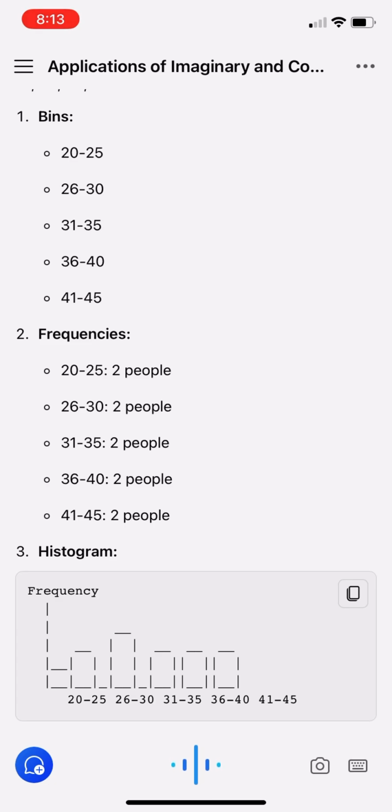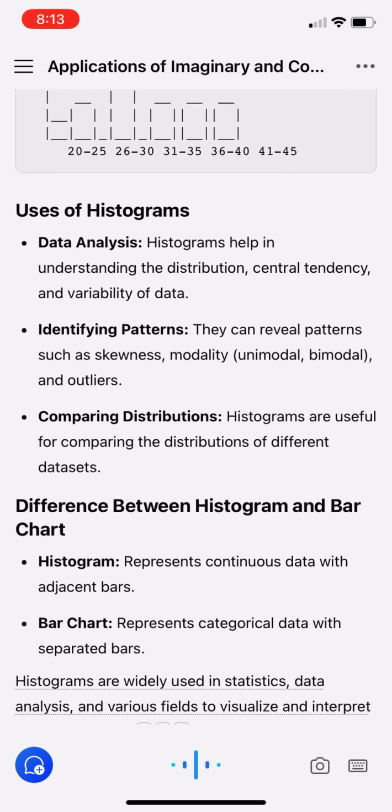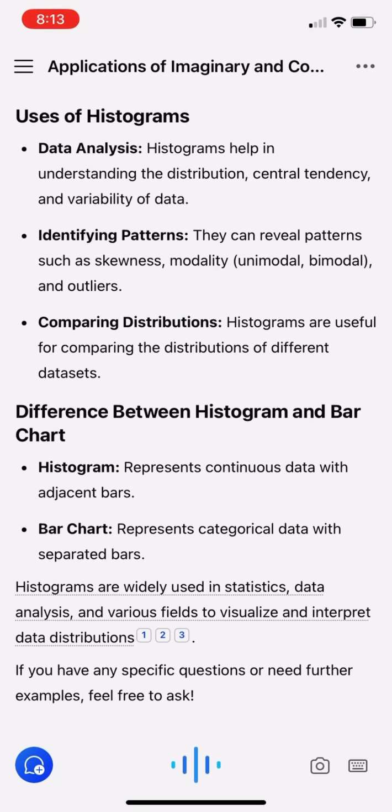Uses of histograms. Data analysis. Histograms help in understanding the distribution, central tendency, and variability of data. Identifying patterns. They can reveal patterns such as skewness, modality (unimodal, bimodal), and outliers. Comparing distributions. Histograms are useful for comparing the distributions of different datasets.